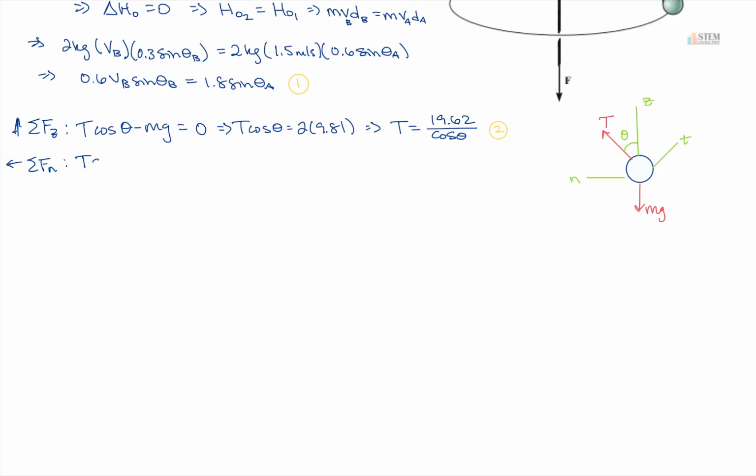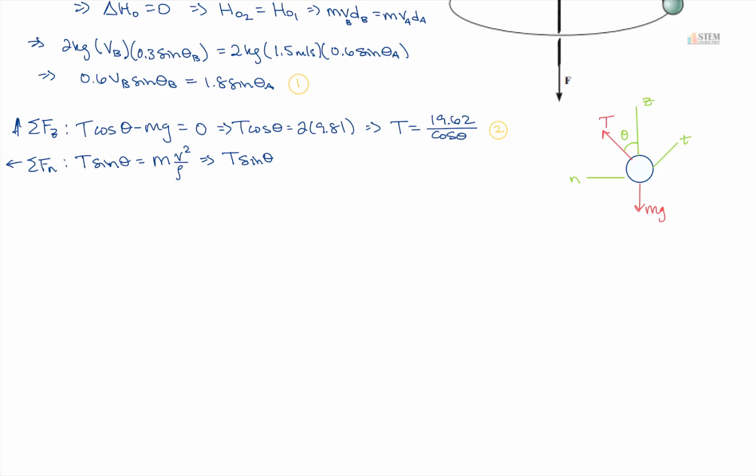All right, so we have T sine theta. That's the only force. That's got to be equal to the mass times the normal acceleration. The normal acceleration, remember, is v squared over rho. Okay, so we're going to have m and then v squared over rho. So let's fill in some of that information.